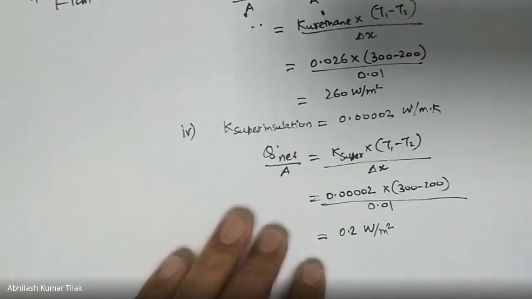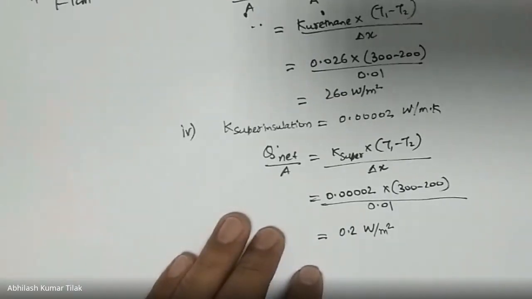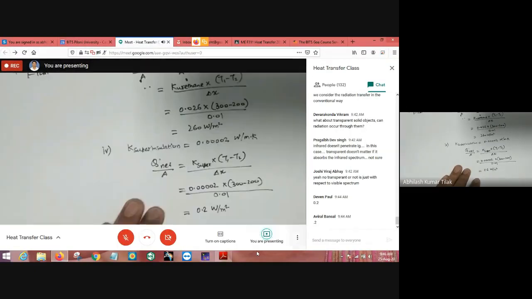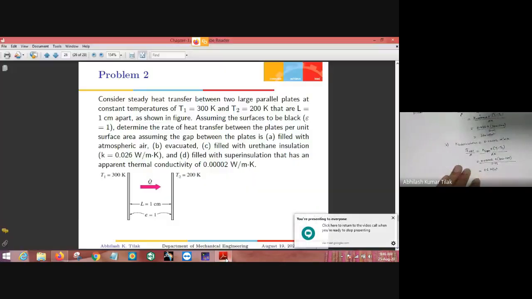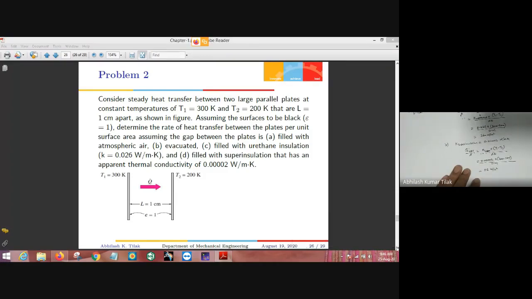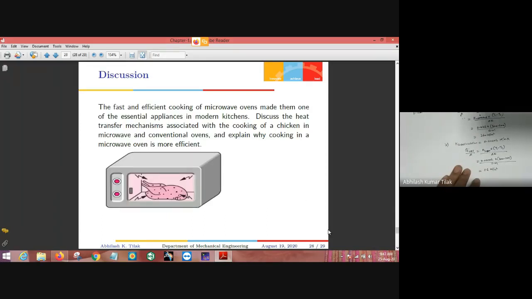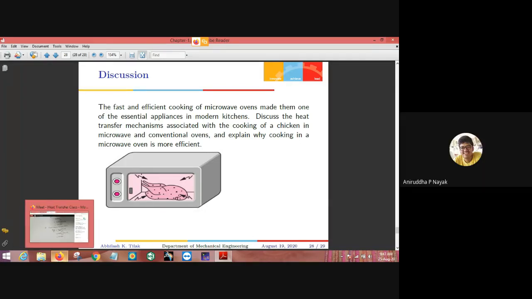Now, if you see your slides here, at the end of your slides for the chapter, you can see the figure showing all the cases. Are you all able to see the PPT, right? Yes, sir. Yes, sir.